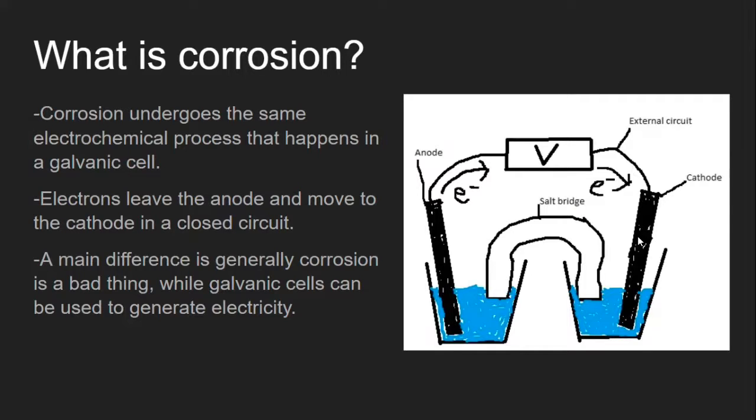A main difference between corrosion and this galvanic cell is that corrosion is generally a bad thing, while galvanic cells are a good thing and are used to generate electricity.